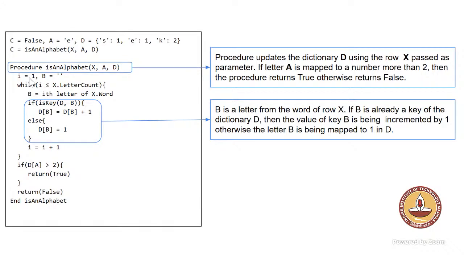Inside the procedure, we can see I equal to 1. B is an empty character. B is a character because it is in single quotes. Why is this I variable used? In order to iterate through the letters of our word.